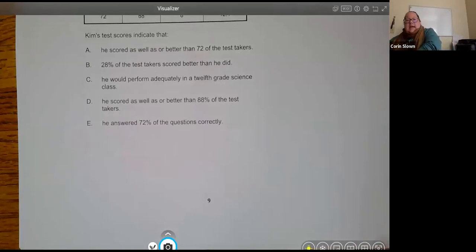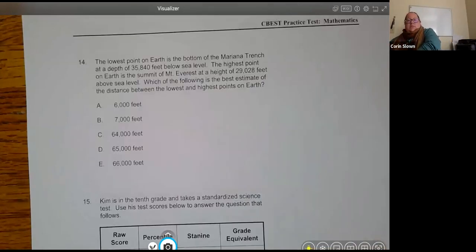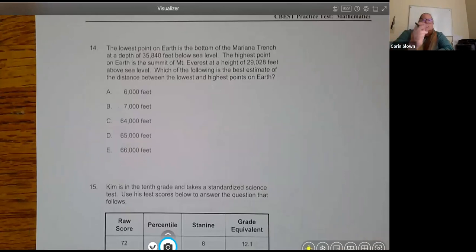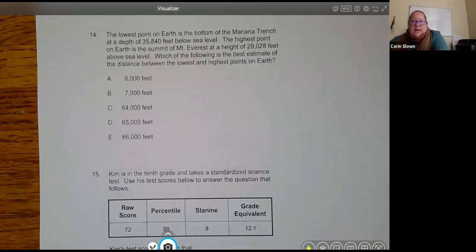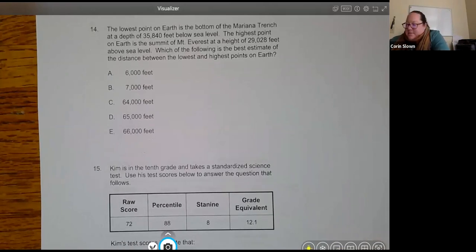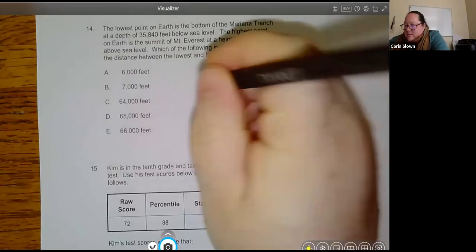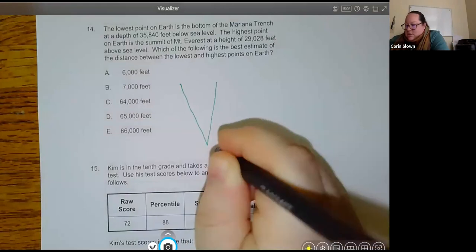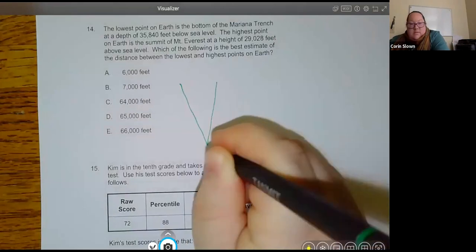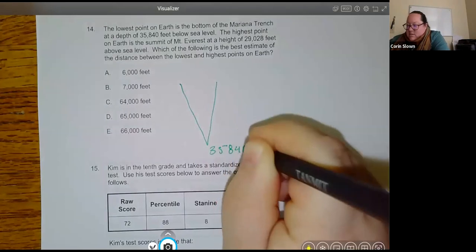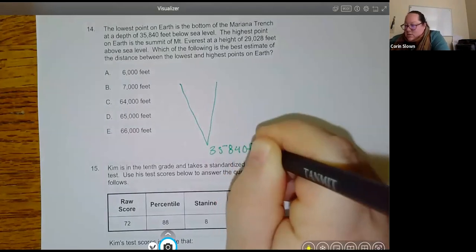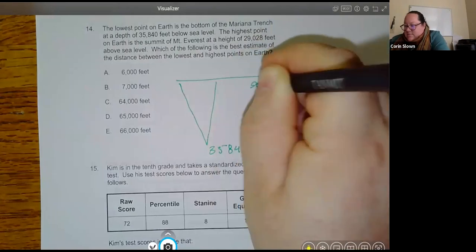Okay, let's take a look at 14. So it says the lowest point on the Earth is the bottom of the Mariana Trench at a depth of 35,840 feet below, we're going to say this is sea level.